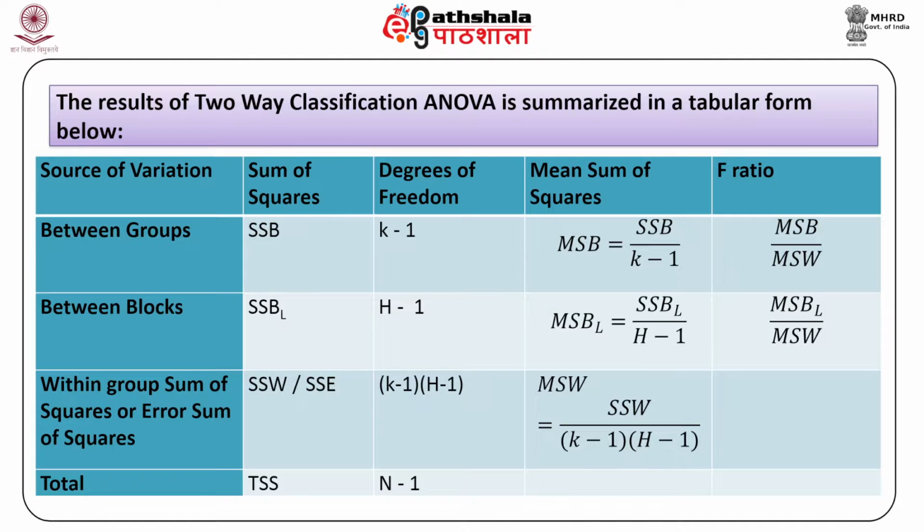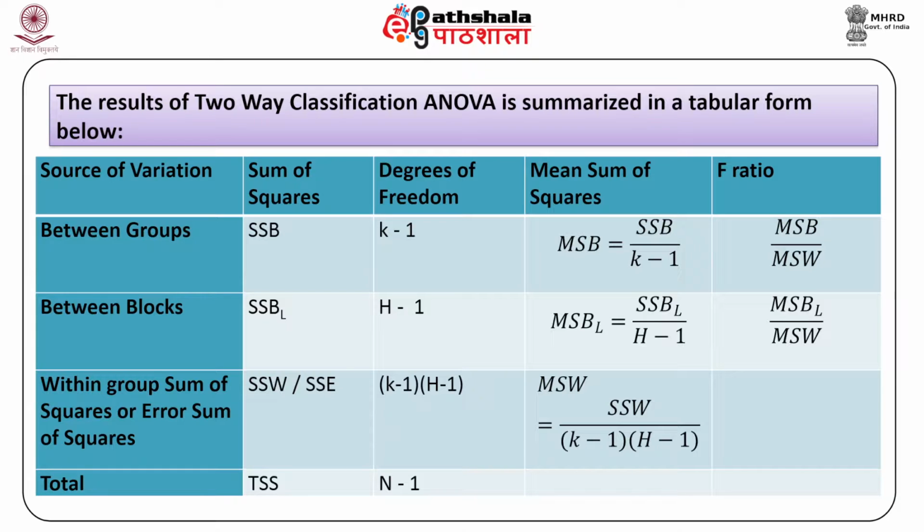I am sure you can see that the sum of the squares can be written as SSB, SSBL, SSW or SSE, and total sum of the squares. The respective degrees of freedom are k − 1, h − 1, (k − 1) into (h − 1), and n − 1 for TSS. The mean sum of the squares are now MSB equal to SSB upon k − 1, MSBL equal to SSBL upon h − 1, and MSW equal to SSW upon (k − 1) into (h − 1).